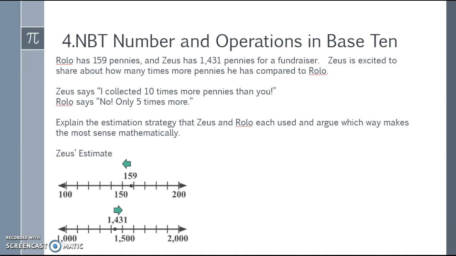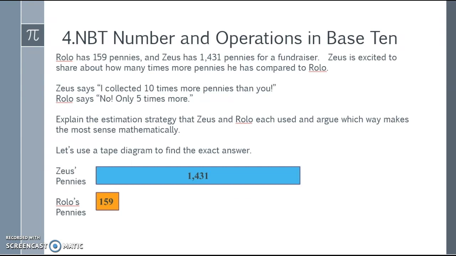Let's look at Zeus's estimation. Zeus estimated that 159 is closest to 150 when rounding to the nearest 10. He also rounded 1,431 to the nearest 100 for 1,500. So he asked, 150 times what gives us 1,500? Easy enough to mentally calculate that 150 times 10 is 1,500. Again, Rollo and Zeus rounded differently, so the number of times they get is also different. Not necessarily wrong, but just different.